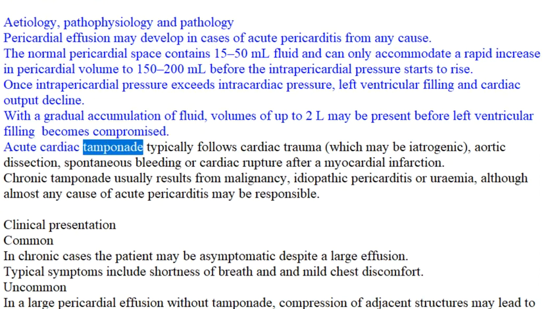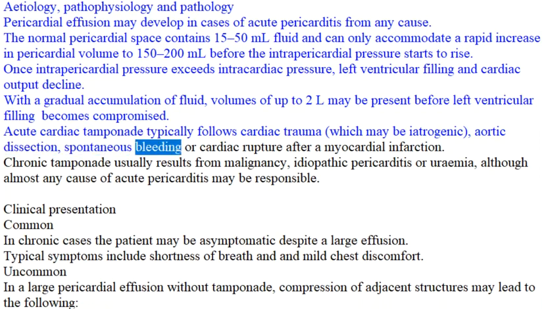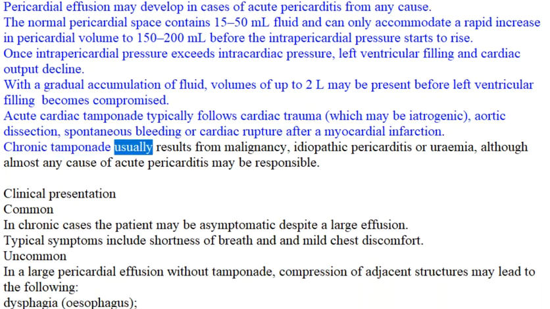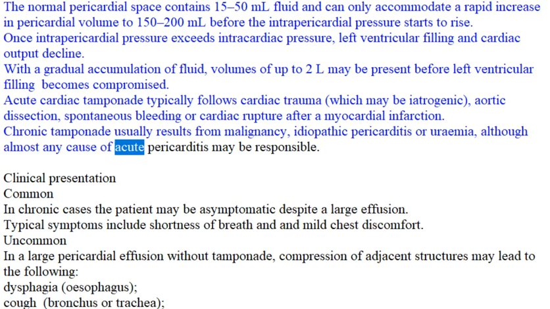Acute cardiac tamponade typically follows cardiac trauma, which may be iatrogenic, aortic dissection, spontaneous bleeding, or cardiac rupture after a myocardial infarction. Chronic tamponade usually results from malignancy, idiopathic pericarditis, or uremia, although almost any cause of acute pericarditis may be responsible.